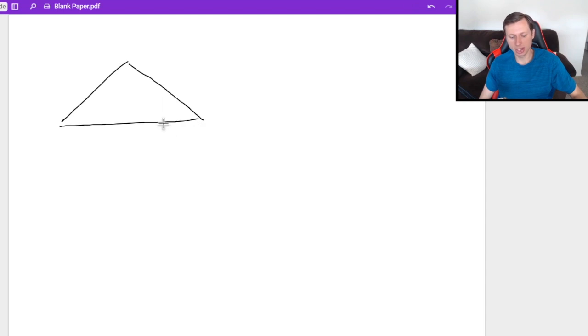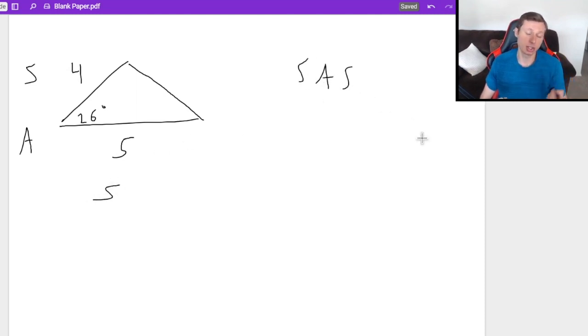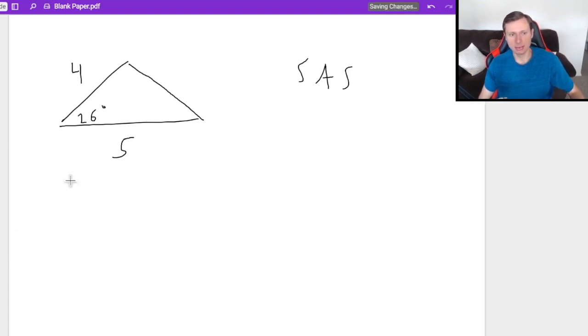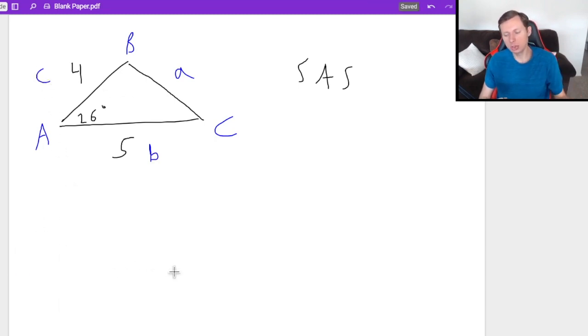Let's say I have this triangle right here, and I give you a 26-degree angle, side length 4 here, side length 5 here. As you can see, I give you a side, an angle, and a side, so SAS. Yes, we're going to use law of cosines. Now, let me label this triangle for us as well. I'm going to label this triangle angle A, angle B, angle C, which then makes this lowercase a, lowercase b, and lowercase c. And the goal of using the law of cosines is to find any angle or any side of the triangle. As a matter of fact, we're going to be finding all three in this video.